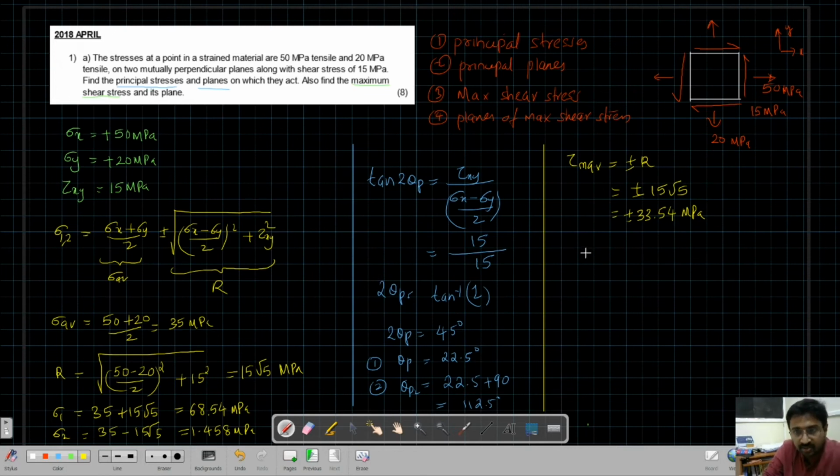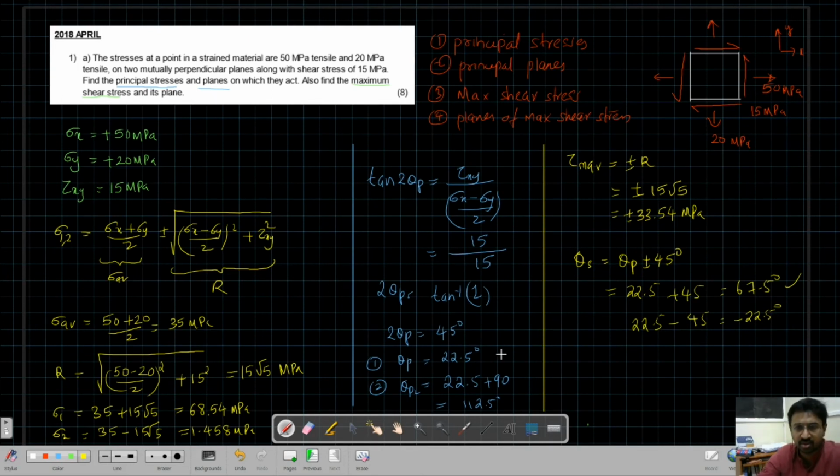And the plane of maximum shear stress is also simple to find. Theta s is given as theta p plus minus 45 degrees. So this is 22.5 plus 45, which comes out to be 67.5 degrees, or 22.5 minus 45, which is minus 22.5 degrees. Okay. So these are the planes. We have found the planes of maximum shear stress.